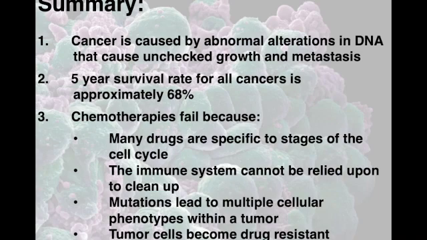They fail because of drug resistance in many cases, and these are because the drugs are specific to the cell cycle. They rely on the immune system, or the cells themselves are able to evade it through mutating the way that the tumor looks to the chemotherapy, and also the tumor cell becoming resistant through pumping the drug out.